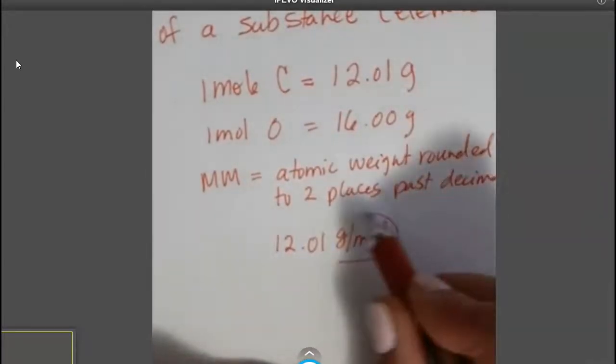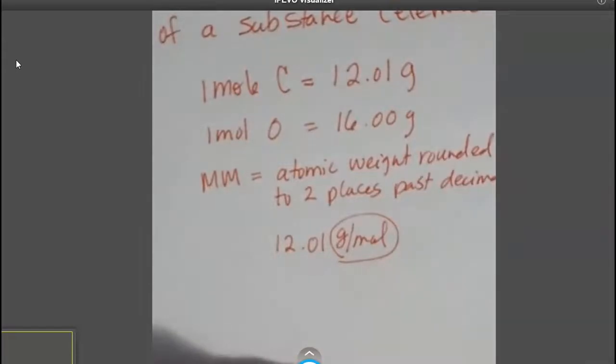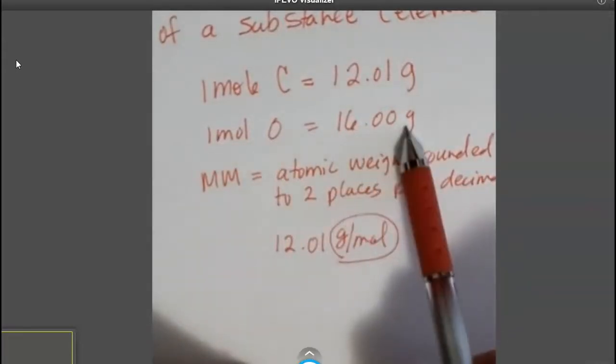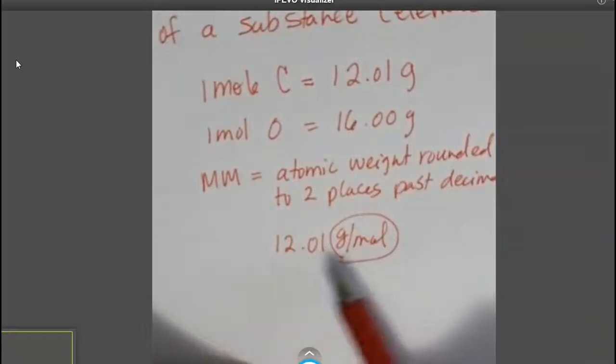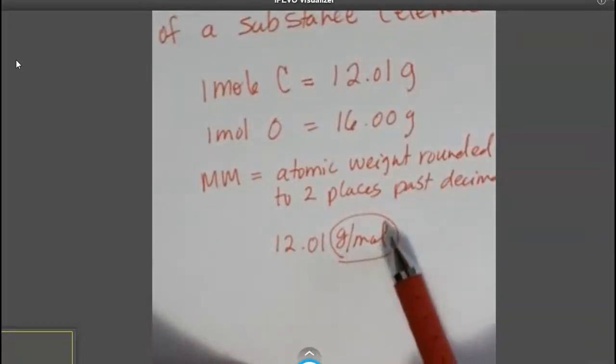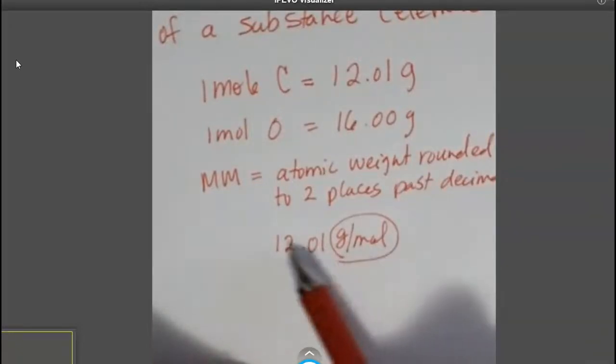We label molar mass in grams per mole, because if I have 1 mole of a substance, this is its mass in grams. So if I have 1 mole of carbon atoms, its mass in grams is 12.01. Let me show you how the atomic weight is actually the molar mass.